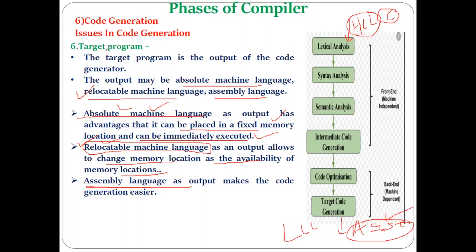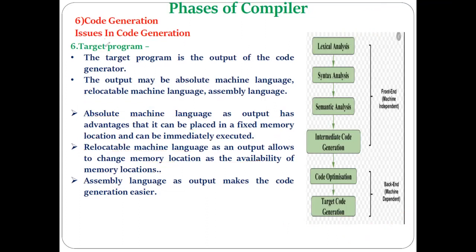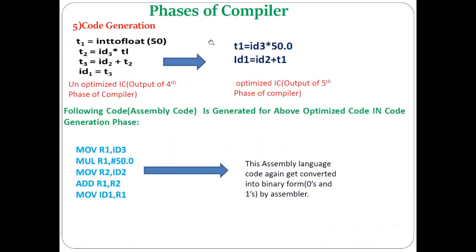Understood? So this is the last issue in the code generation, that is what kind of target program may be generated by the target code generation phase. And what kind of machine code can be generated? It can be absolute machine language code. If it is absolute machine language code, it has to be executed from the fixed memory location. If it is a relocatable machine language code, then it can be executed from the particular available memory location. If it is the assembly language code, then it again needs to be converted into the binary form. Okay. So here we are taking the example.